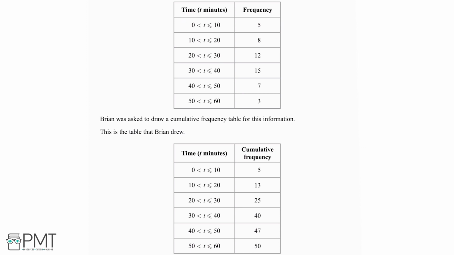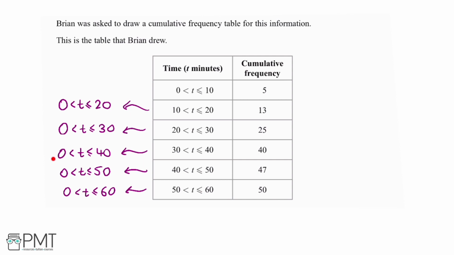is 13. The same way when we get down to this 50 here, that's everything. So it's not just between 50 and 60, it's going to be between 0 and 60. So this here is what Brian should have done.